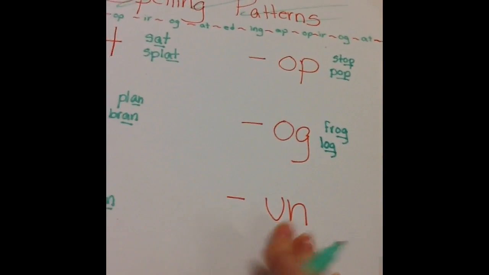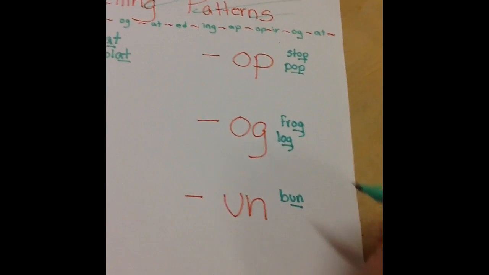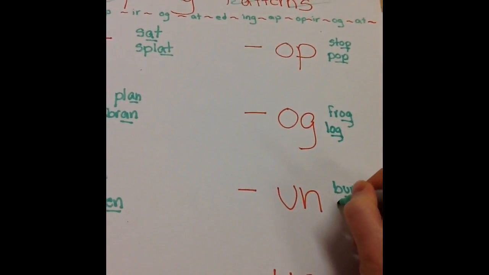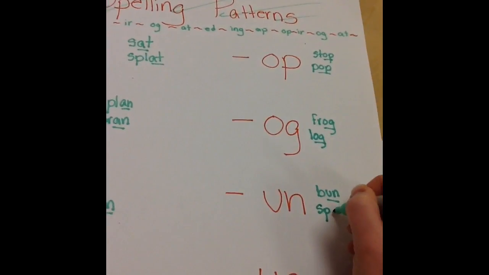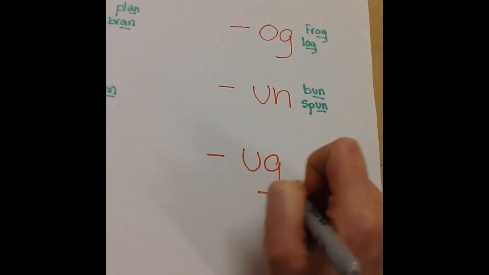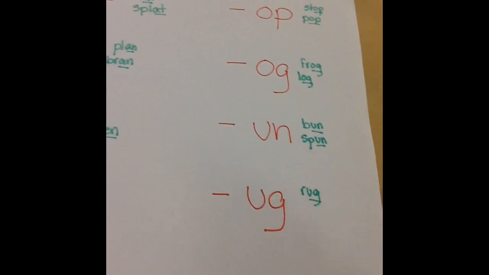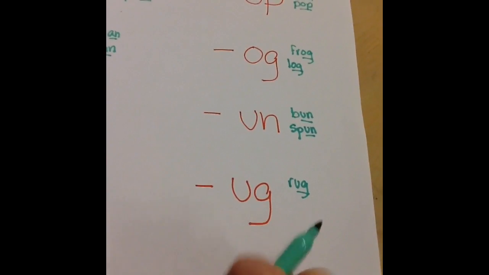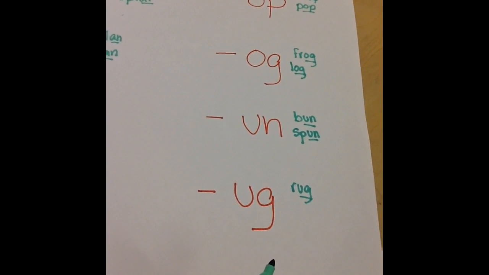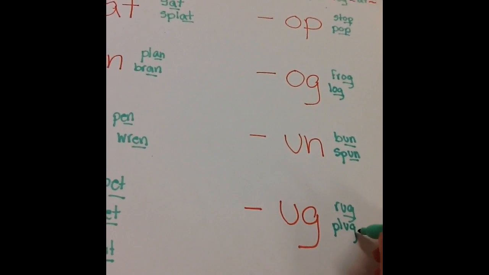How about un, like in bun, un, another CVC word. When you think of another word with un, touch your nose. Maybe you thought of spun, the cluster sp, un, spun. Our last spelling pattern is ug, like in bug, ug. Can you think of another? When you think of another word with ug, touch your nose. Maybe you thought of plug, the cluster pl, and then ug.